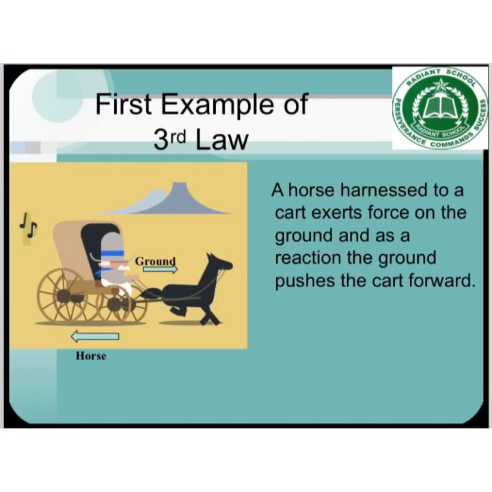This is the first example. In this example, you can see that the horse is applying force on the ground, and in the reaction the ground pushes the cart forward. In this way the horse can move forward. So, this is the first example of Newton's third law.